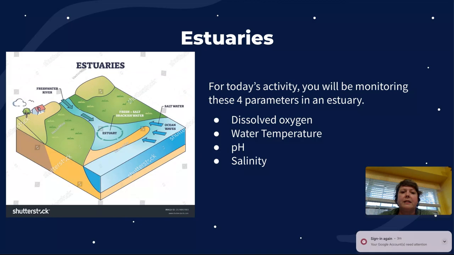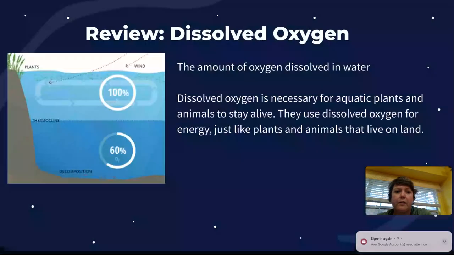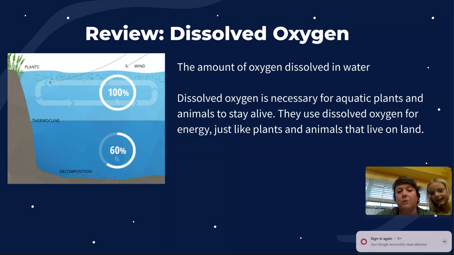So today's activity, you're going to be monitoring 4 parameters in an estuary. You're going to talk about the dissolved oxygen, the water temperature, the pH, and the salinity. So let's talk about dissolved oxygen. It's just the amount of dissolved oxygen in water. So it's molecular oxygen. It's not necessarily bubbles or anything. It's dissolved into the water.